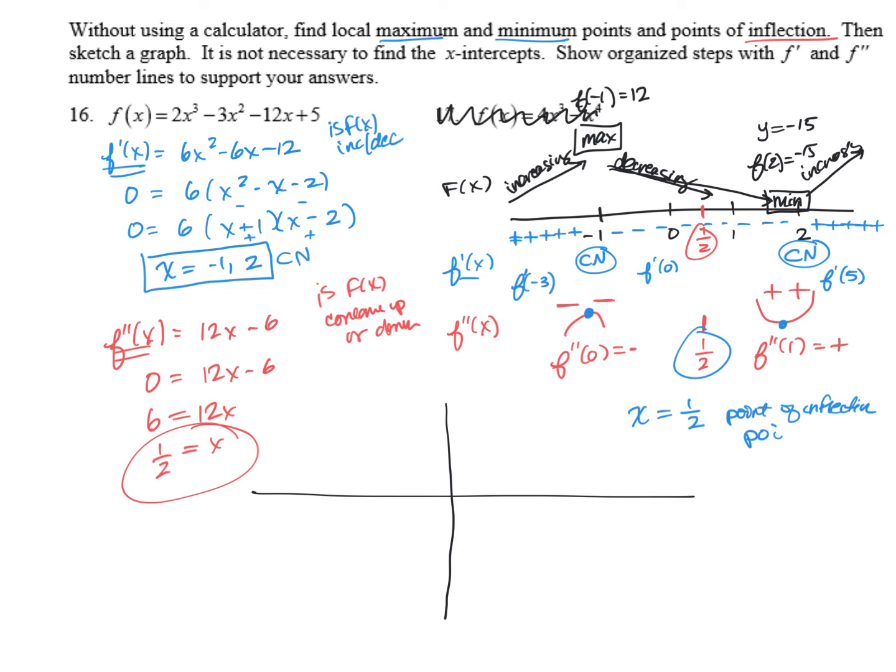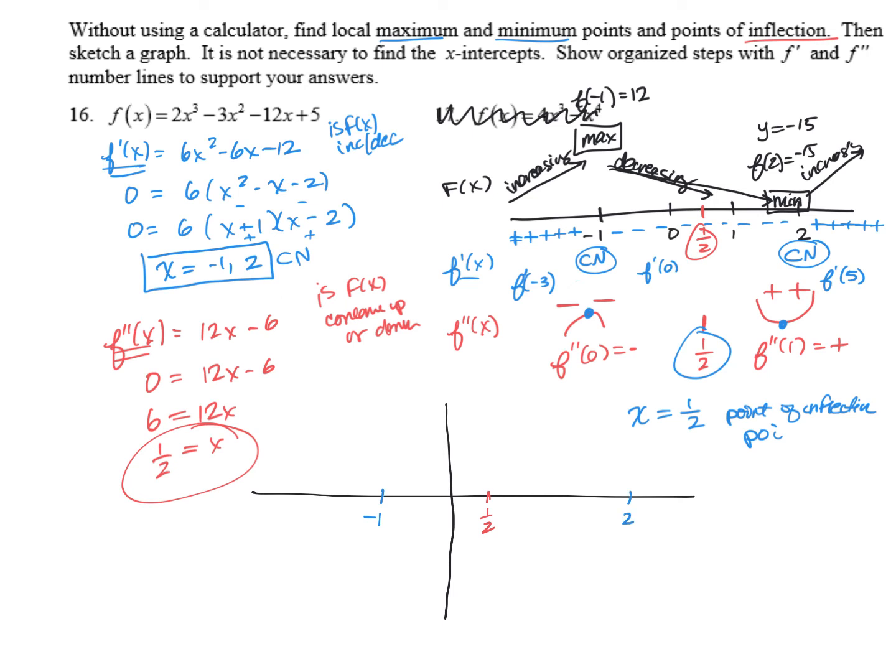So the last thing we're supposed to do is sketch a graph. You don't define x-intercepts. This is just a sketch. So we're going to put the numbers we know. First, we're going to put our critical numbers, where they change from max to min. At -1, we have a max up here at 12. We have an inflection point at 1/2. And then we have another extrema. Maxes and mins are called extrema, at 2.